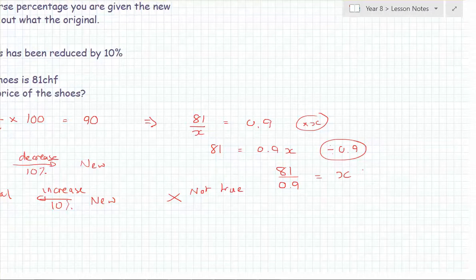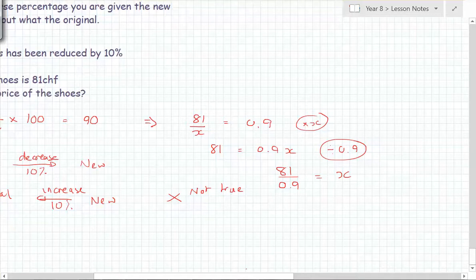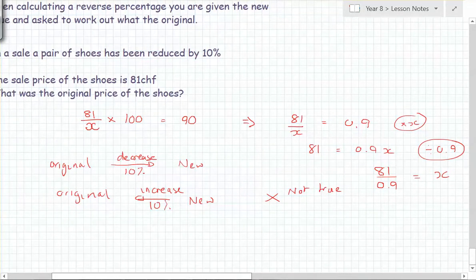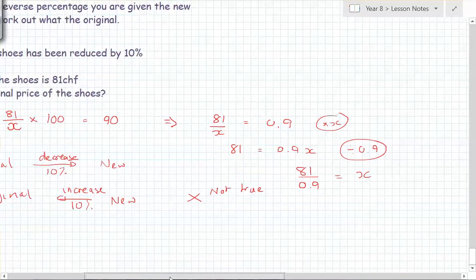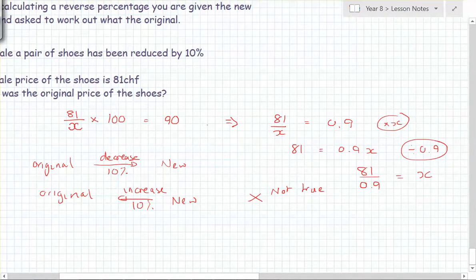But at the very start, if you did 81 divided by x times 100 equals 90. Where did you get the 90 from? Because it's reduced by 10%, which means, remember that method we had at the end of the last bit, 100%, find 1x. Reduced by 10% means find 90%.